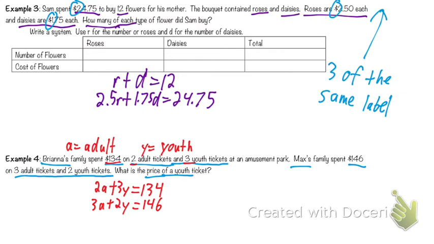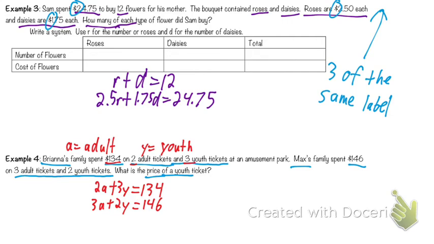So would it make sense that even though both families bought 5 tickets, Max's family spends more? Yeah, Lainey? Because they bought 3 adult tickets instead of 2. So even though they bought 1 less youth ticket, they bought 1 more adult ticket, and that's why their cost goes up. Now, do we have a system of 2 equations here?